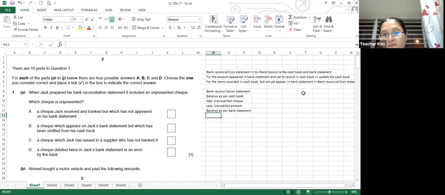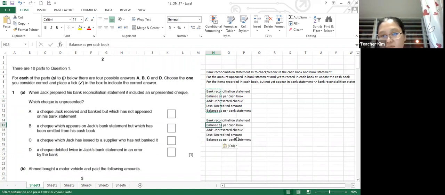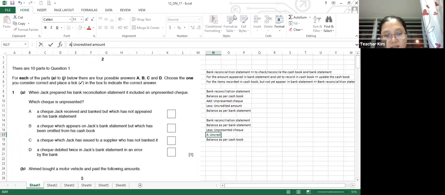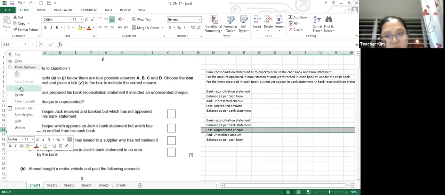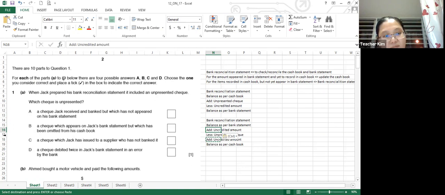This is a format if you start from the bank statement. In this case, this one will be less and this one will be add. Okay, take note of it. The difference when you start from the bank statement is less unpresented check, add uncredited amount. Normally when we do the presentation, we put the add first, and only after that we minus. So we normally add uncredited amount and less unpresented check.